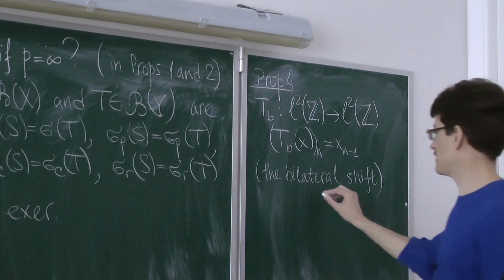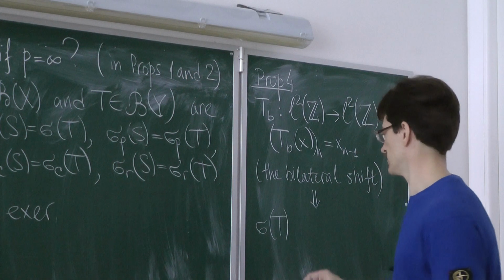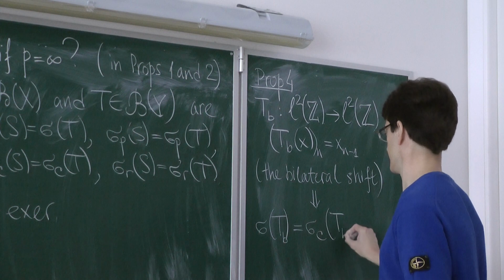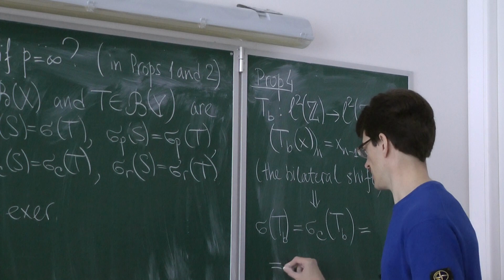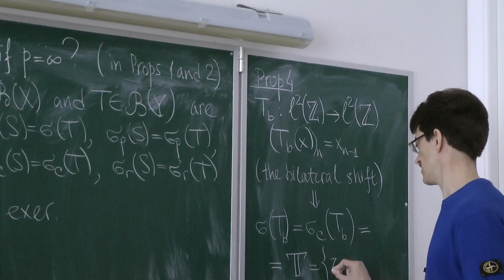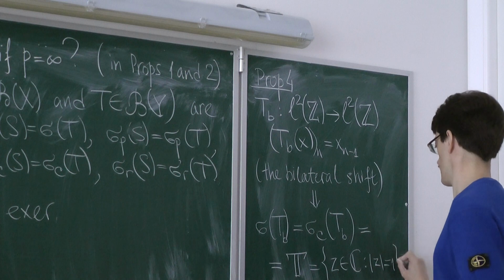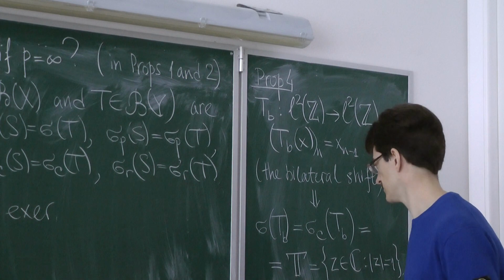I claim that the spectrum of this operator is precisely the continuous spectrum. So in this case, we say that the spectrum is purely continuous. And this is the circle, bold T. So this is the unit circle on the complex plane, centered at 0. And so, as a corollary, the point spectrum and the residual spectrum are empty.